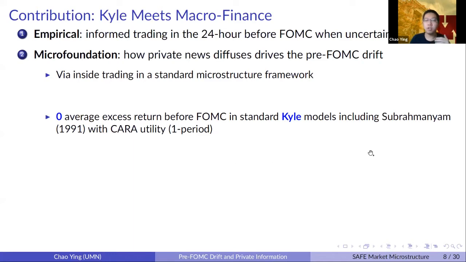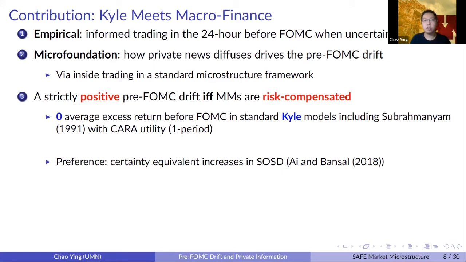Subrahmanyam 1991 is the only attempt in the literature that relaxes this assumption by studying a one-period Kyle model with CRRA utility market makers. However, even if you take his framework, the average return is still zero, since the news is not priced under the CRRA utility function. Therefore, my third contribution is that I demonstrate there is a strictly positive pre-FOMC announcement drift if and only if the market makers are risk compensating. The preference of the market makers is very general, as long as the certainty equivalence functional increases in second order stochastic dominance. And Bansal and Yaron 2018 find that a large class of preferences satisfy this property, such as recursive preference, robust control, and ambiguity aversion.